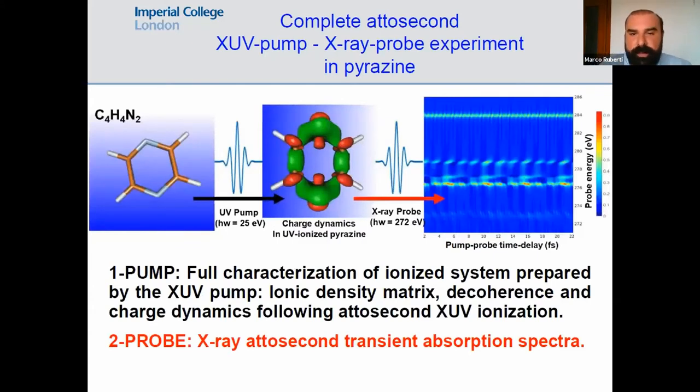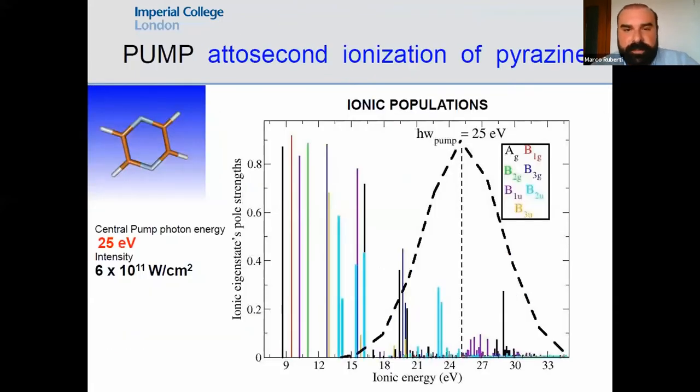And now I'll show you an example of an application of the method to perform a simulation of an attosecond pump-probe experiment, where we take the pyrazine molecule. We first ionize it with an XUV pump pulse, and we create some charge dynamics, and then we aim to probe with an X-ray probe by computing the transient absorption spectrum of the molecule. And so we start by describing the effect of the pump ionization. The pump ionization, whose spectral boundaries are plotted here, populates all these ionic states of the ionized pyrazine. So many states have been populated as a result of the pump ionization.